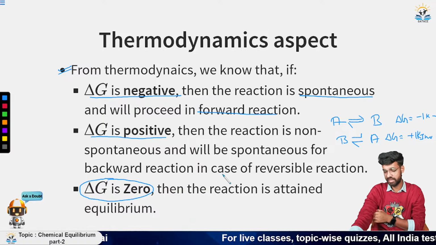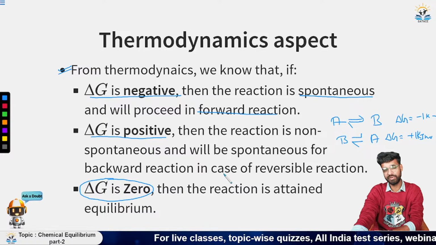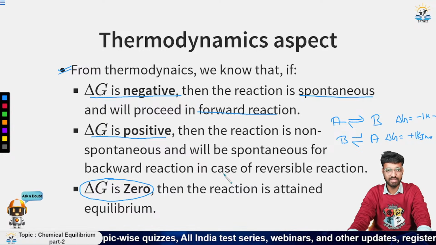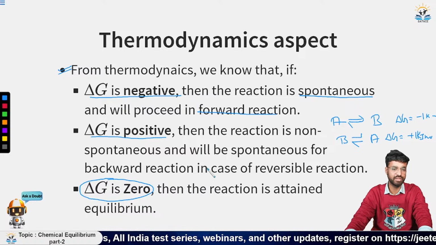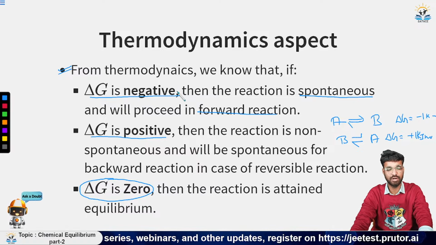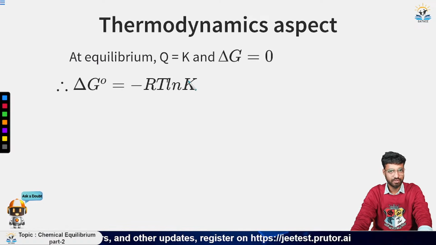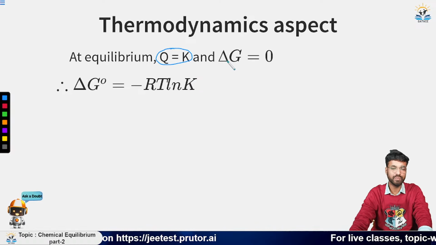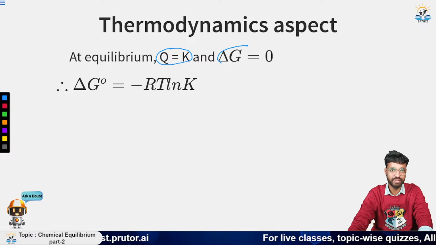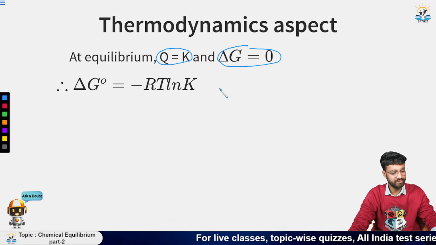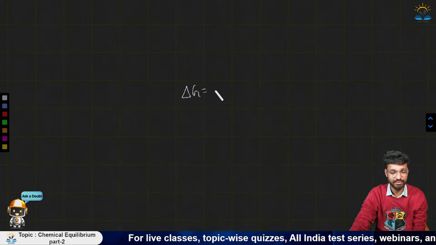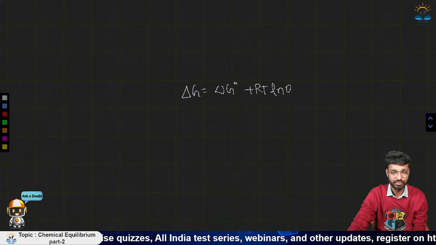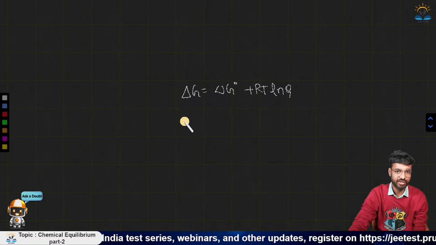So we will see what happens if the reaction is in equilibrium. It says that the rate of forward and backward reactions will be the same. Now we'll see the derivation further. What happens to this equation, that is delta G equals delta G naught plus RT ln Q? At equilibrium, we know that Q is equal to K, and also we have seen that delta G is 0. So that equation we have seen earlier, delta G equals delta G naught plus RT ln Q.